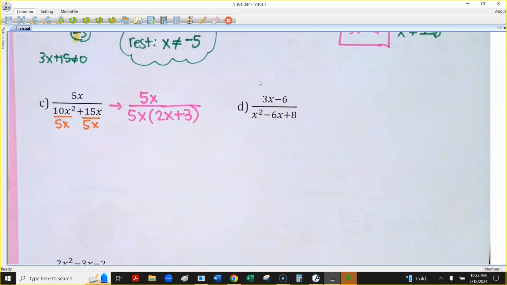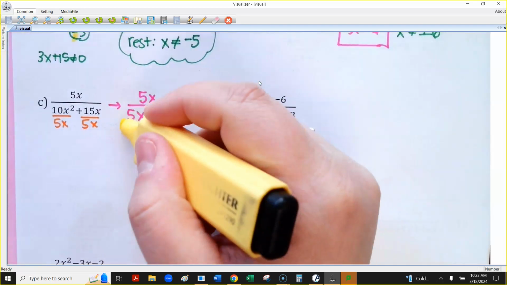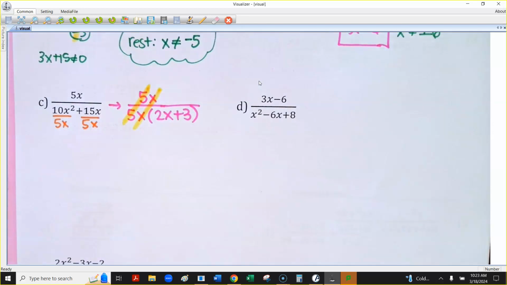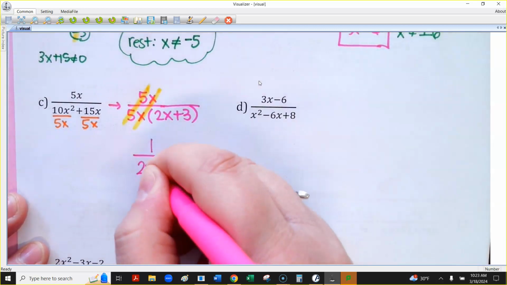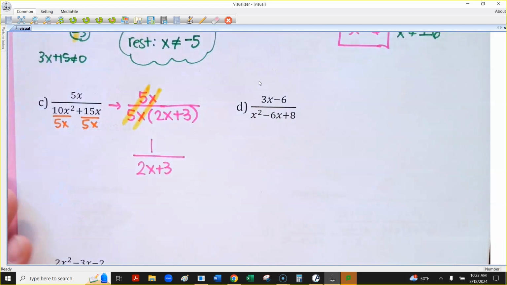Now, on the top, I just have a product, right? I have 5 times x. On the bottom, I have a product. I have 5x and then the 2x plus 3. So this 5 and this x cancel each other out. What would you leave on the top? 1, because it exists, so we don't want to put 0. Now, on the bottom, I would have 2x plus 3.